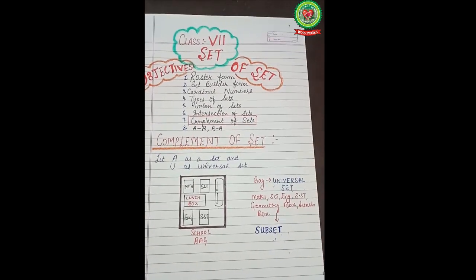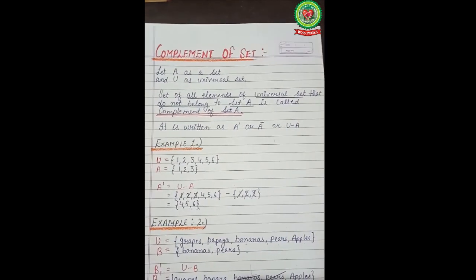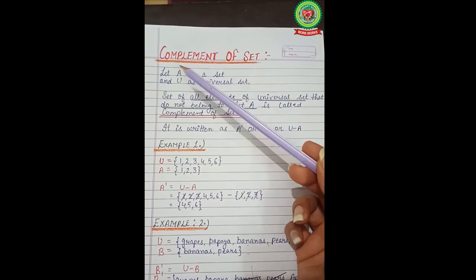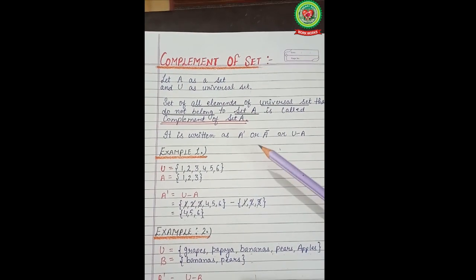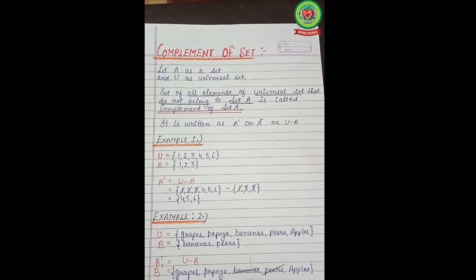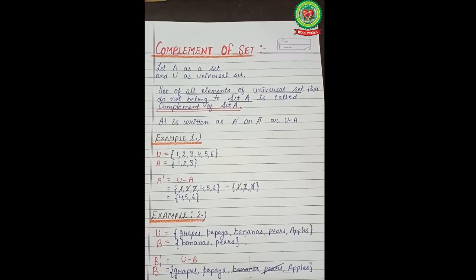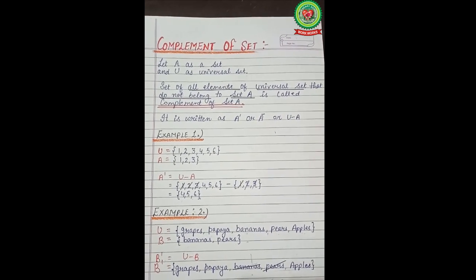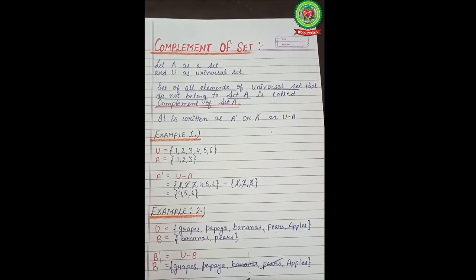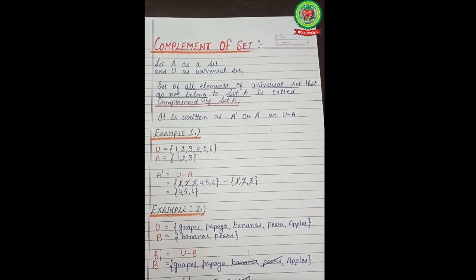Now we will understand the meaning of the complement of a set. So what is the complement of a set? Let us suppose A is a set and U is the universal set. Now what is the definition? The set of all the elements of the universal set that do not belong to set A is called the complement of set A. That means all the elements of the universal set that are not present in set A.